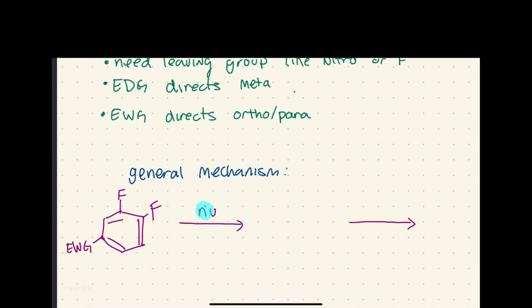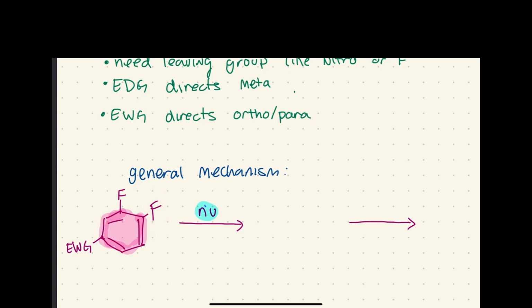So here we're going to have a nucleophile that's going to react with our aromatic ring, which is the electrophile. Here I have two possible leaving groups. I have a fluorine in the meta position, and I have a fluorine in the para position. Here I see an electron withdrawing group, so this is going to be directing ortho and para. I don't have anything in the ortho position, so I'm going to react with this fluorine.